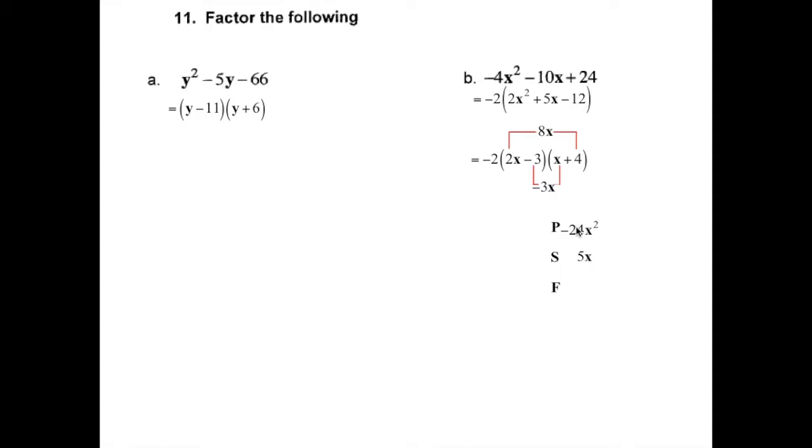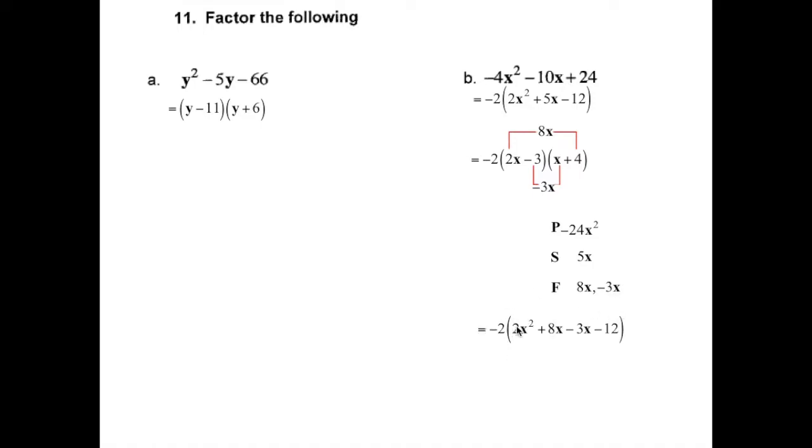I'm thinking 3 and 8 give 24. And add. So one's going to be negative, one's going to be positive. The larger is going to be positive because this is positive. So I'm thinking positive 8, negative 3. 8x and negative 3x add up to give 5x, multiply up to give negative 24. So I'm going to replace the 5x with 8x minus 3x.